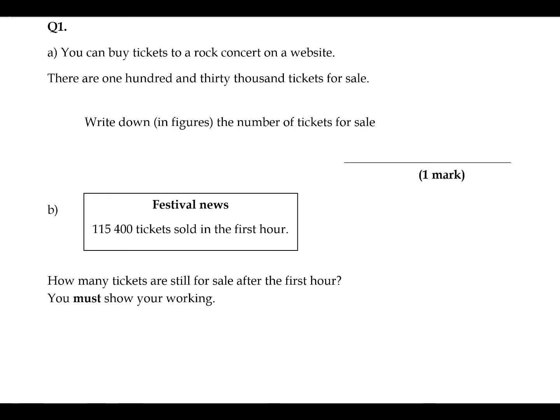Question 1. You can buy tickets to a rock concert on a website. There are 130,000 tickets for sale. Write down in figures the number of tickets for sale. So we need to write down 130,000. So in figures, 130,000.